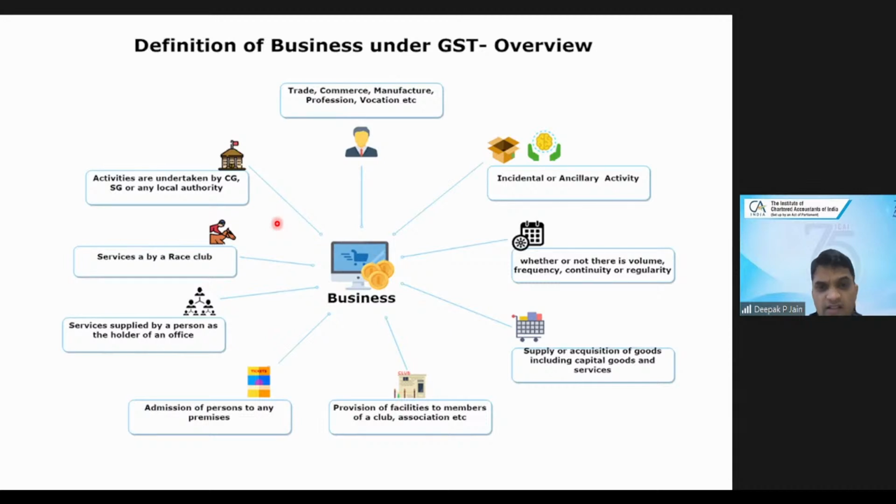IGST input tax credit. What is your question? Sir, I gave a place for 1 day on lease, so is it an irregular business? Okay. If you're giving the premises only for 1 day and you're not doing it regularly, then it is not treated as a business.